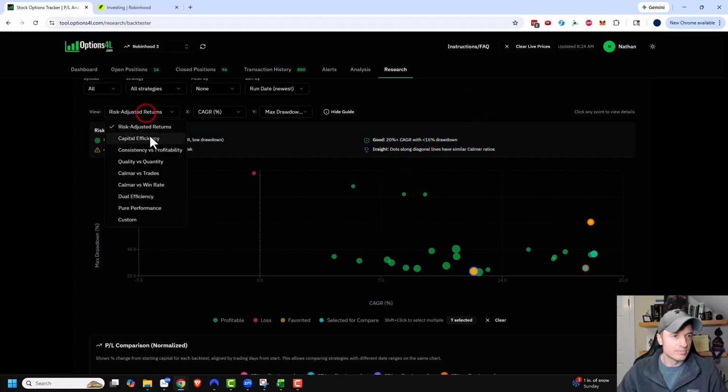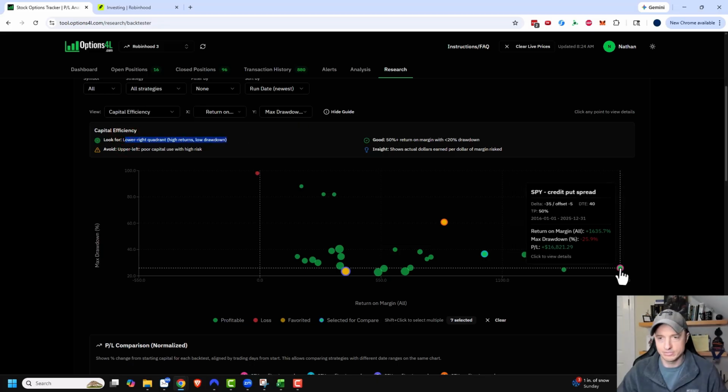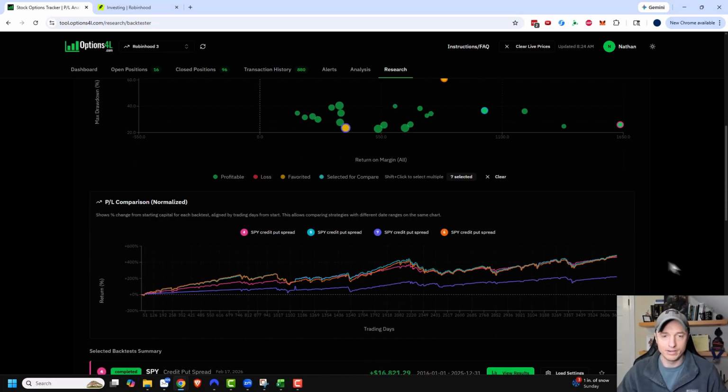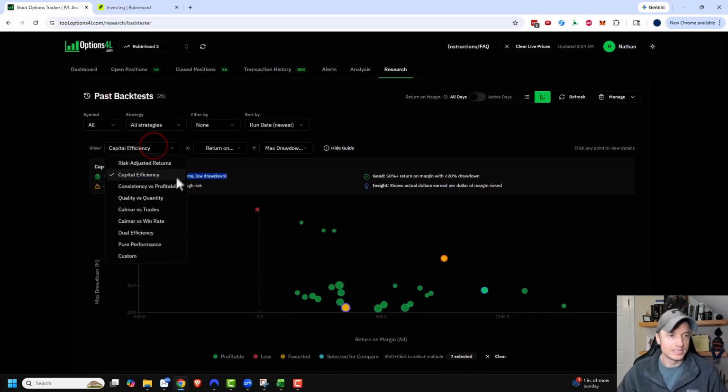All right, up next we have capital efficiency, which is return on margin versus max drawdown. We're looking for the lower right quadrant, and we got this one way out here. That one has a delta of 35, offset of $5, days to expiration of 40, take profit at 50%. So that one's way out there, and we'll dive more into it down here. But that one is way out there for capital efficiency.